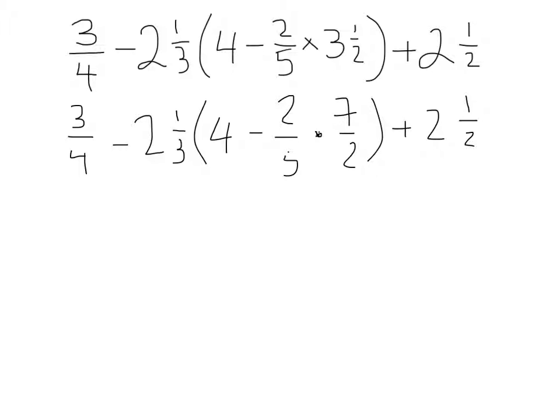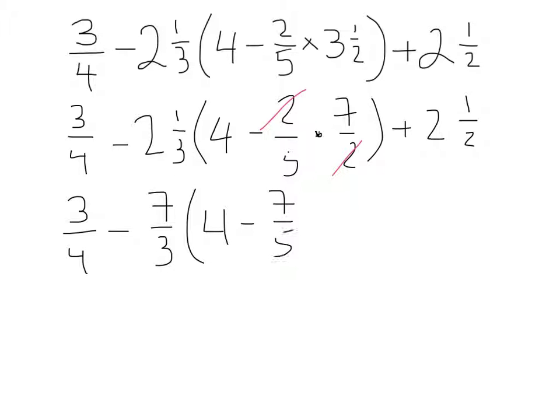So now 2/5 times 7/2, we can cancel and save ourselves some work. That gives us 3/4 minus, now I'm going to turn 2 1/3 into 7/3, because we're going to multiply with it eventually, so we may as well turn it into that now. And 4 minus what's left on the top is 7, and on the bottom is 5. And I'm going to call this 5/2 as well, because eventually we're going to add things together.